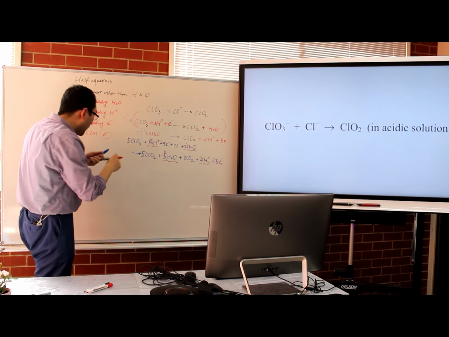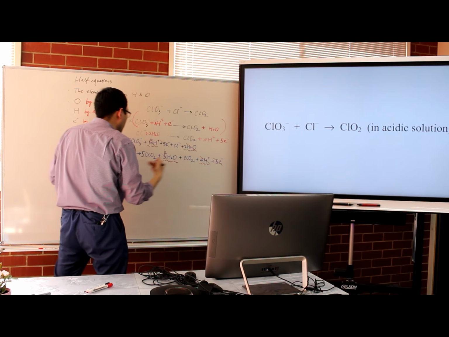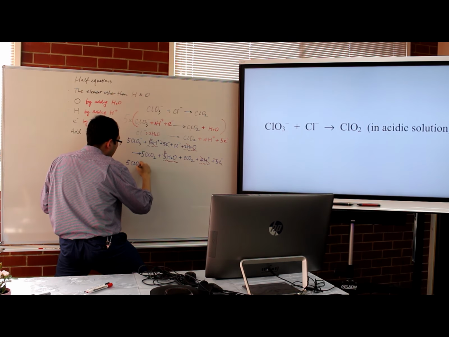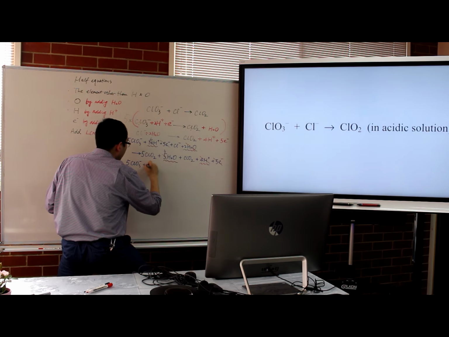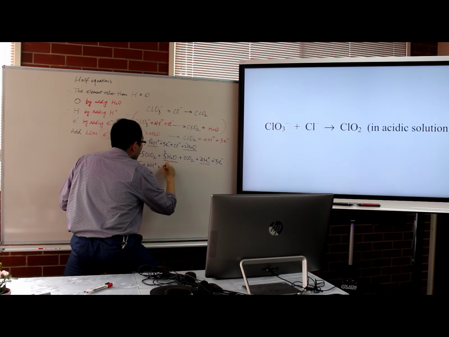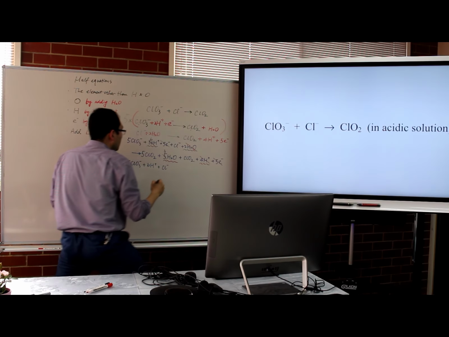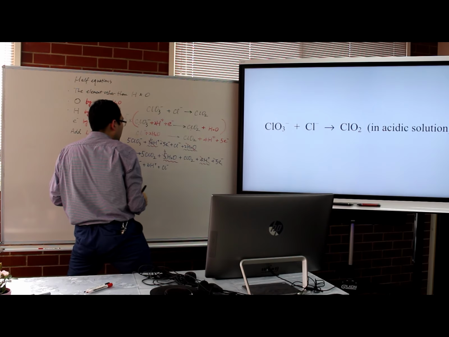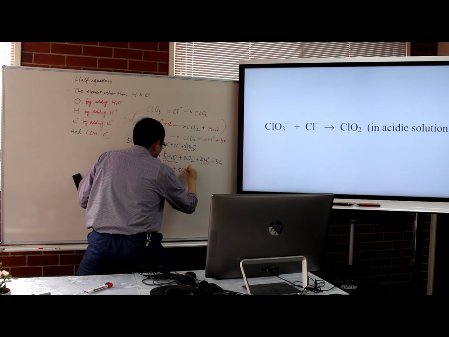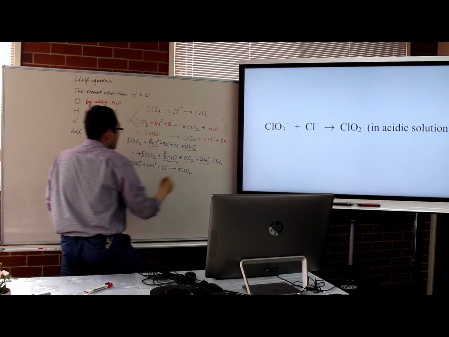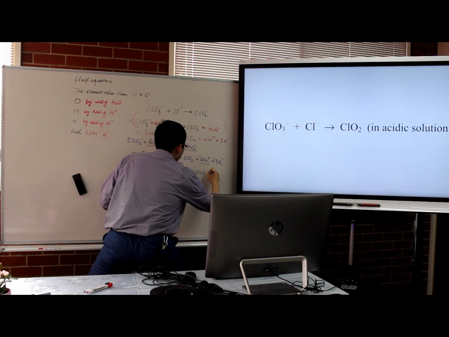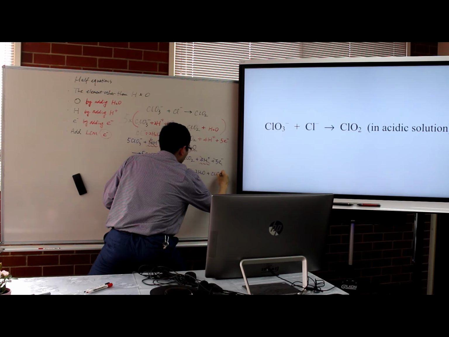Now, finally, let's have a look at the overall equation, okay? So 5 ClO3⁻, and then we have 6 hydrogen ions. We're having 1 chlorine ion, Cl⁻. All right, water has disappeared, don't worry about it anymore. And on the other side, we're having 5 ClO2. We're having 3 H2O. We're having ClO2.